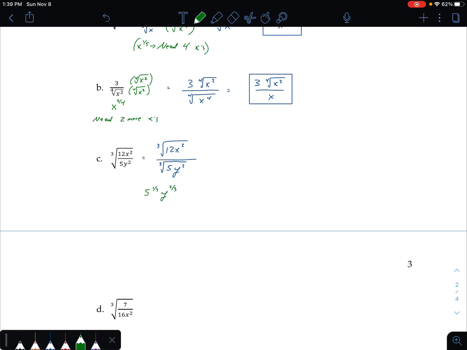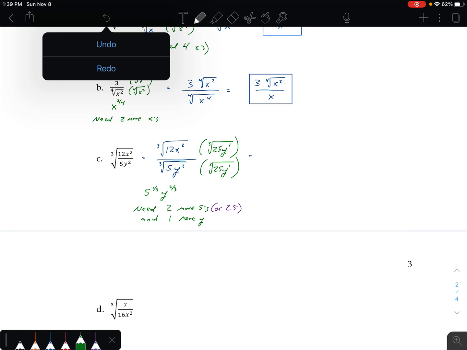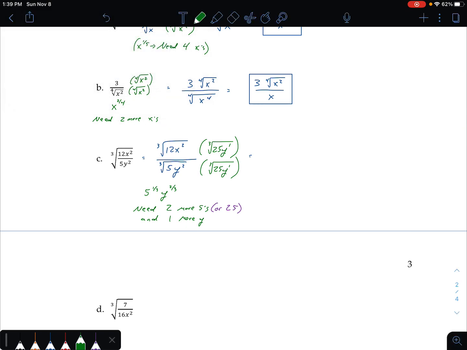That tells me I need 2 more 5s and 1 more y. Need 2 more 5s, or 25, and 1 more y. Okay, now let me undo that for a sec. So I'm multiplying by 2 more 5s, or 5 squared, or 25, and y to the first, because I needed 1 more y inside a radical with an index of 3 on top and bottom.